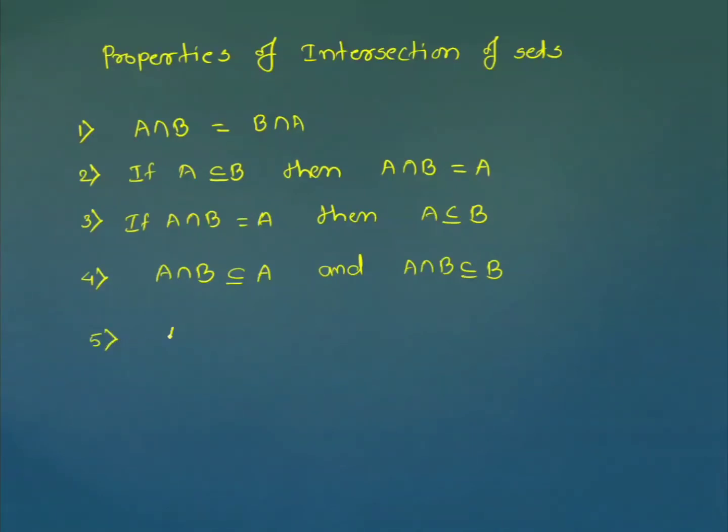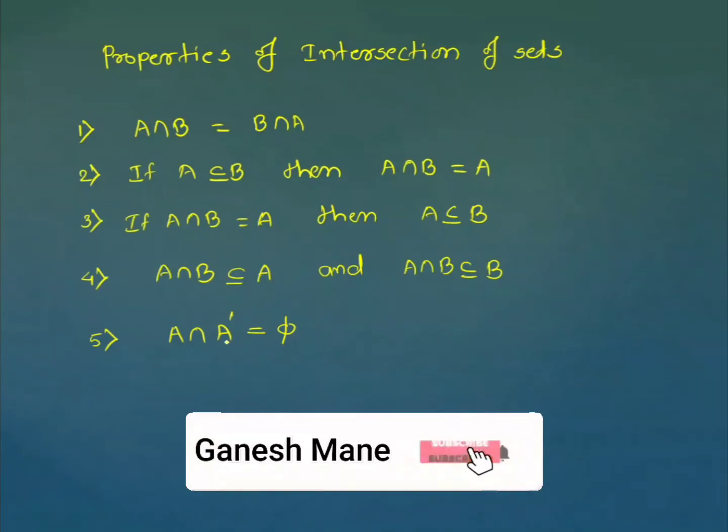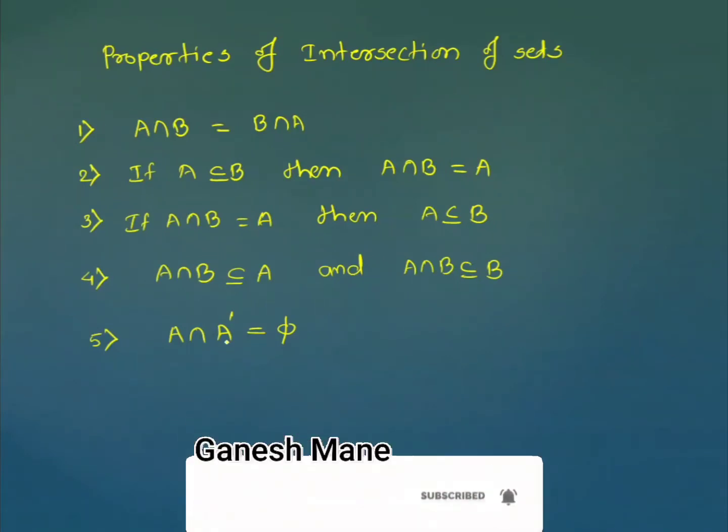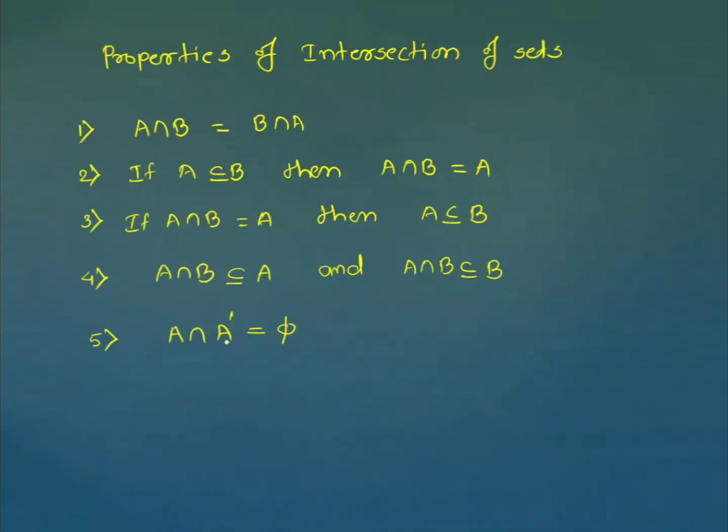The fifth property is if we take intersection of A and its complement, it must be an empty set phi, because we know that in a complement of any set, those elements are there which are not in the set A, but they are element of the universal set. So no common element will be there between these two sets. Or if we take any set and if we have the complement of that set, no common element will be there. So if we try to find the intersection, it must be empty set, that is phi.